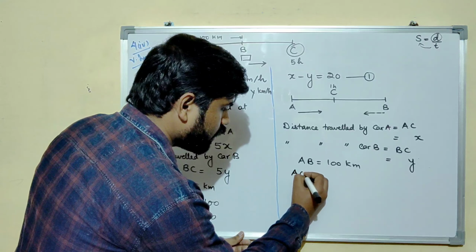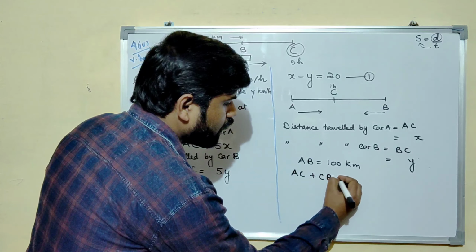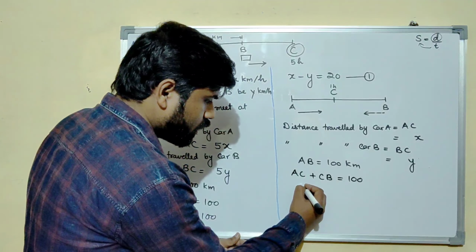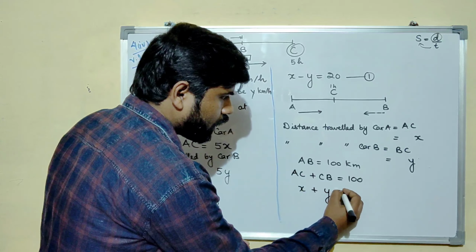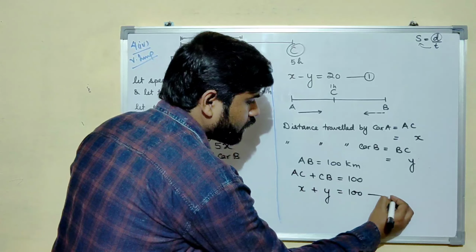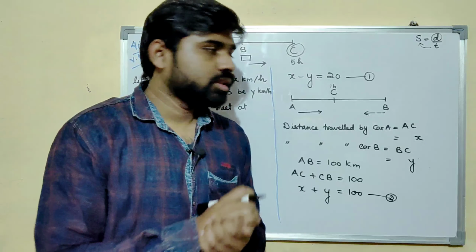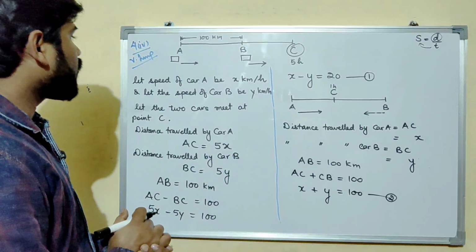You can split AB as AC plus CB. Okay, now put the values here. x plus y equals 100. So this is your second equation. I hope this is clear to you. Let me just explain it to you once again.